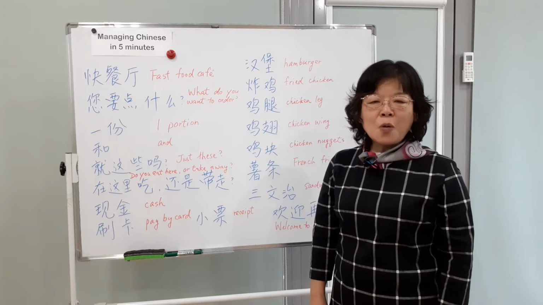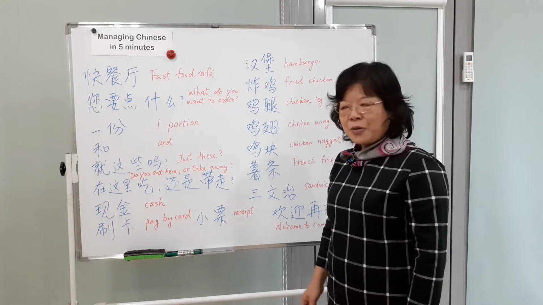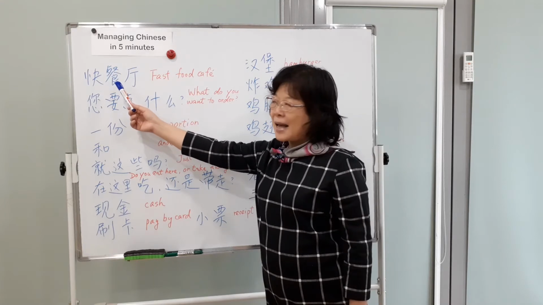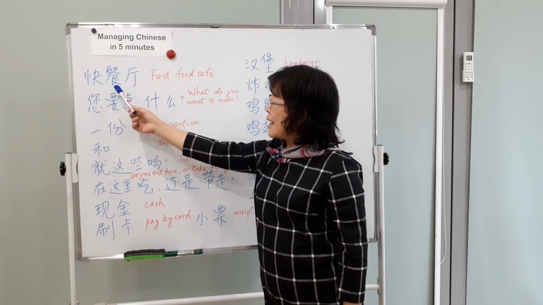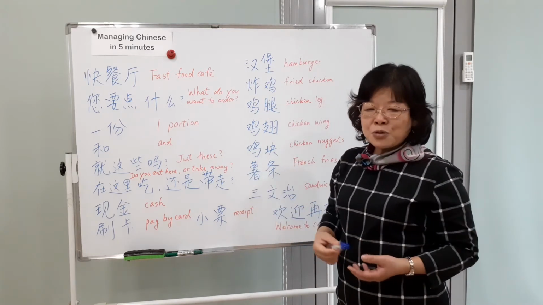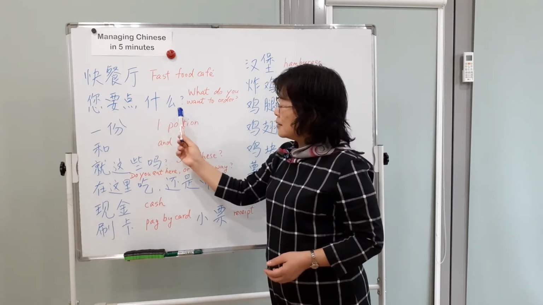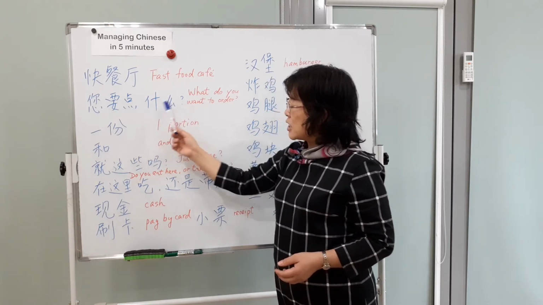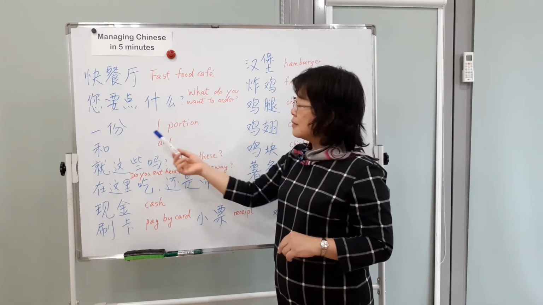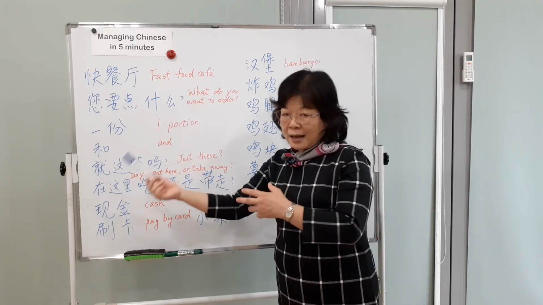Today we learn how to order some food in a fast food restaurant. So first of all, we learn some of the vocabs. Fast food cafe, 快餐厅. So the waiter then will ask you, what do you want to order? 你要点什么？ 一份, one portion, and you want something and something.